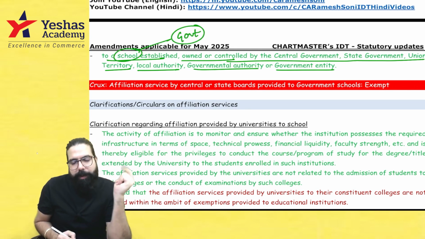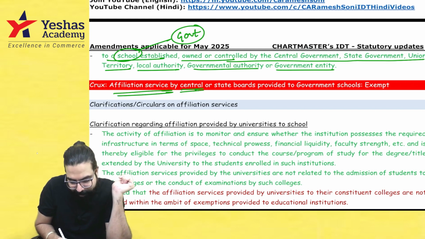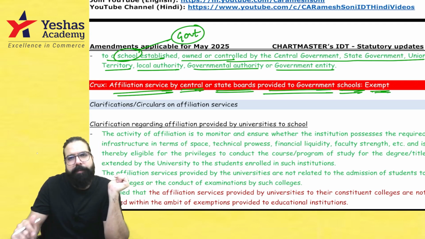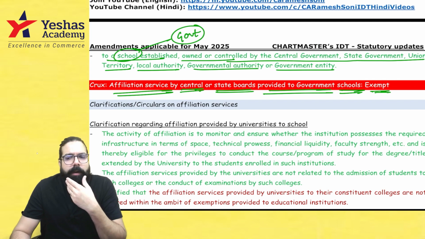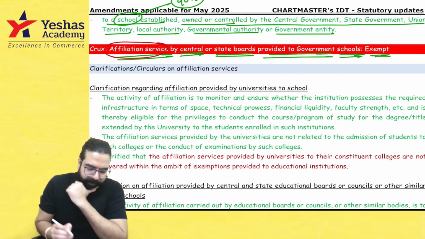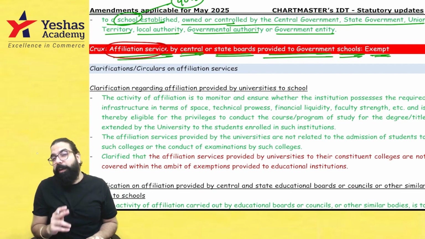Government. Then remember, affiliation services by central board or state board to schools which are government schools will always be exempted. Done, sir. This point is clear. Let's go ahead. Affiliation services are always exempted if provided to a government school.